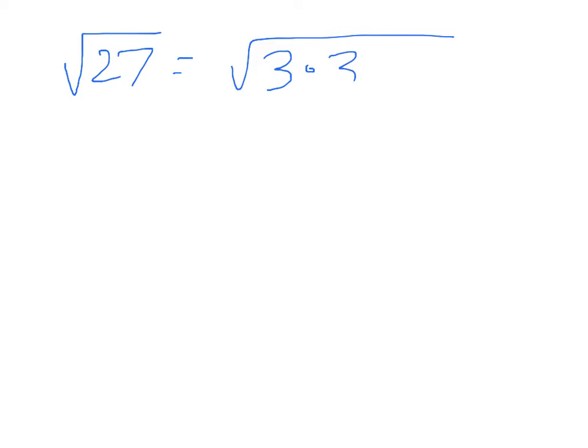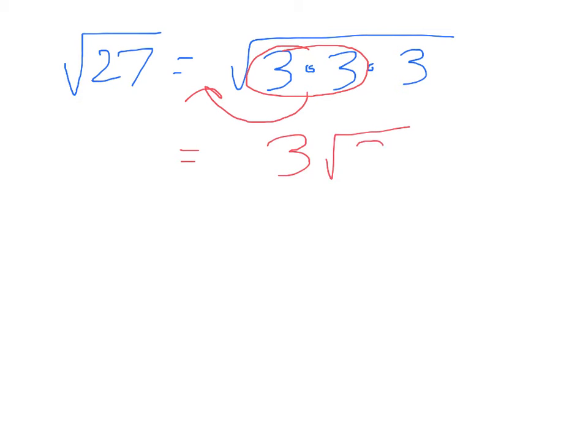Let's take a look at another one of these. What if I asked you to find the square root of 27? Well, that's the square root of 3 times 3 times 3. Now, again, I want to look for a pair of numbers. And I see that I have a pair of 3's. So in this case, I'll pull out that pair of 3's, which the square root of a pair of 3's is just 3. And what I'm left with is 3 root 3.